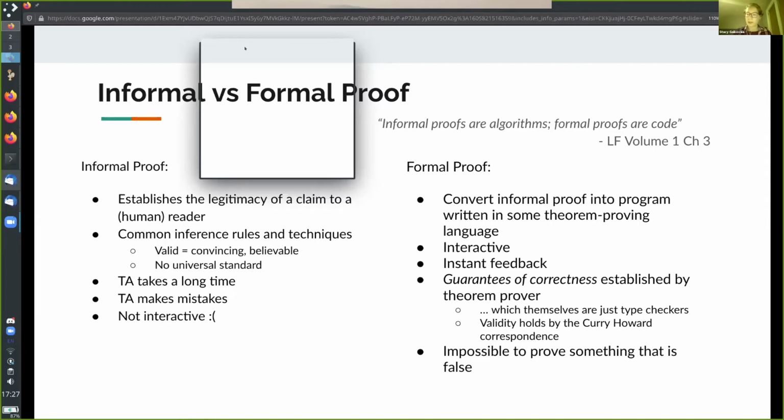So within this proof framework that I'm going to teach you about, or teach you how to use, it's going to be impossible to prove something that is false. And this is very useful, both for your assignments and for any kind of mathematical reasoning that you might want to do outside of that.